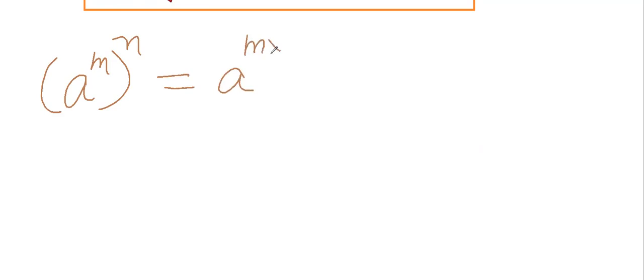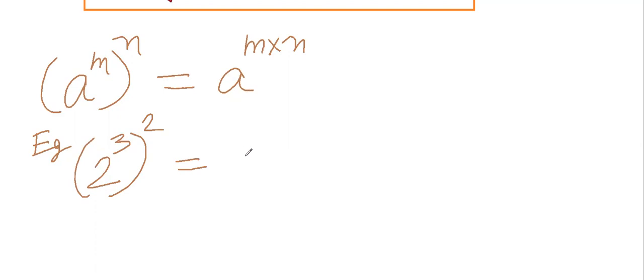Fine. So in between we have many exponential laws apart from the ones I explained. Those are, say, a to the power of m whole to the power of n. This can be written as a to the power of m into n. Let's try to understand this with one example. Say the value of a is 2, the value of m is 3, and the value of n is 2. So I can write this as 2 to the power of 3 into 2.